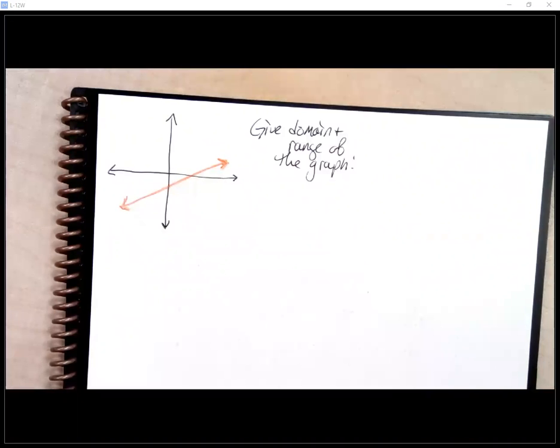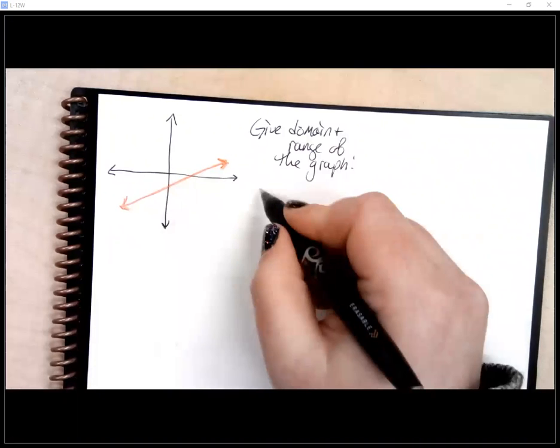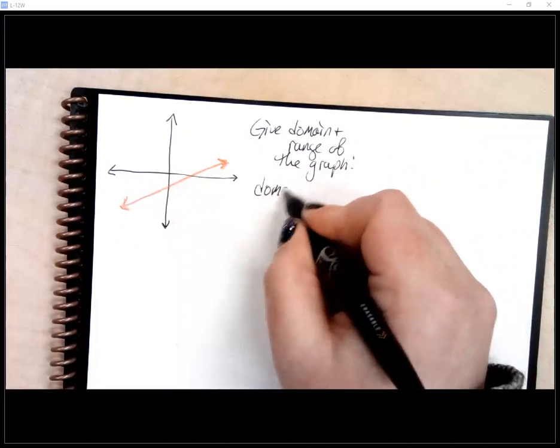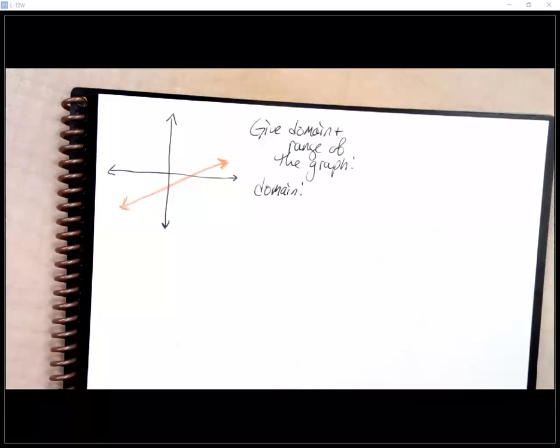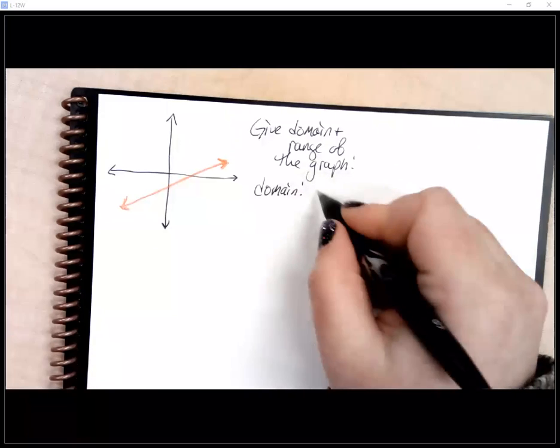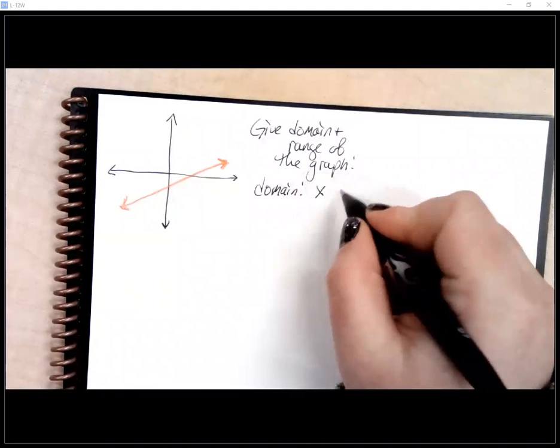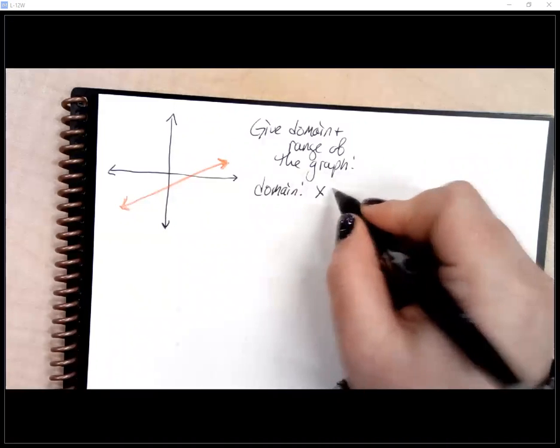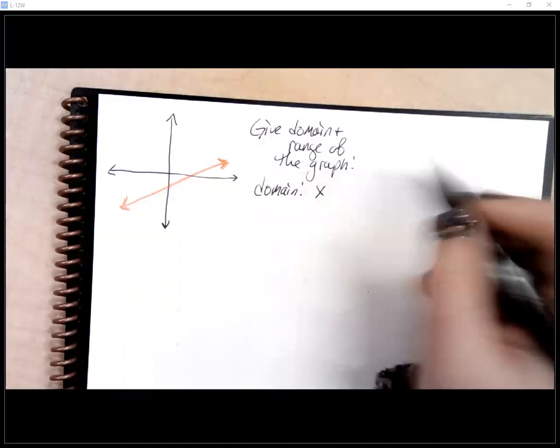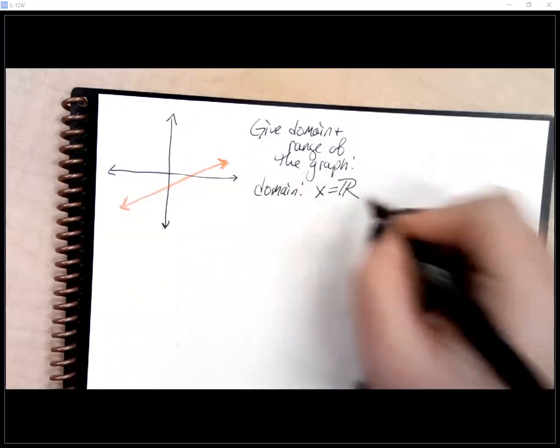So what we're going to say for our domain, you can write this a couple of different ways. Usually I see people do X. Well, some people just write all reals. Something like that. You might just do that.